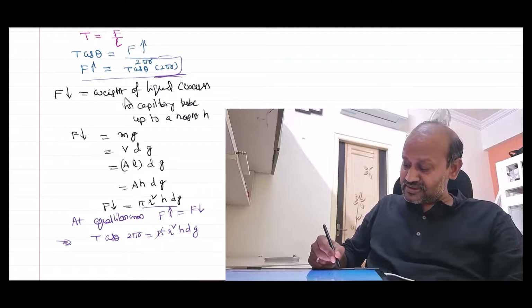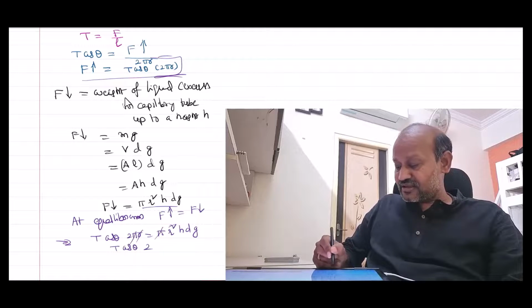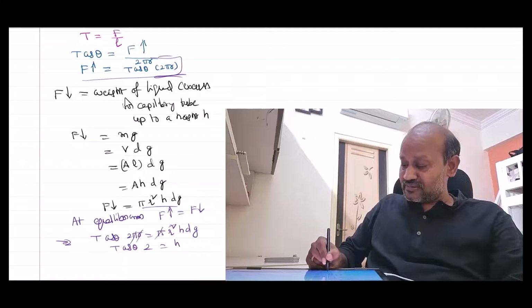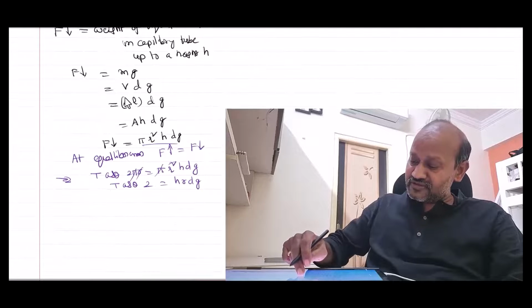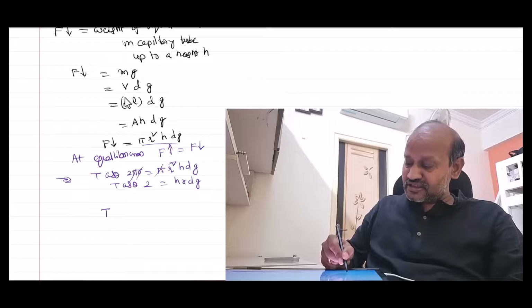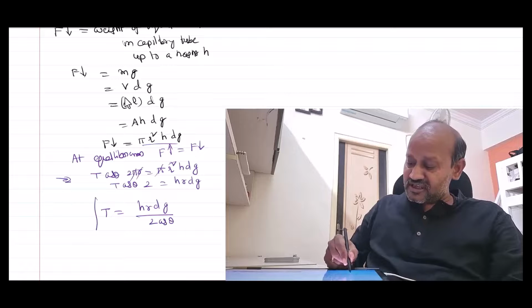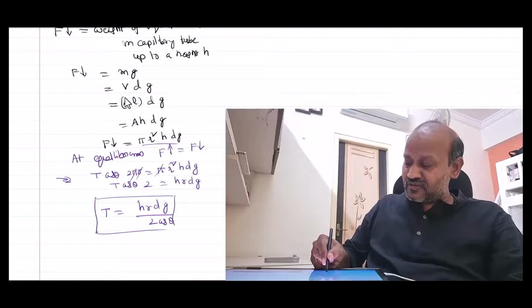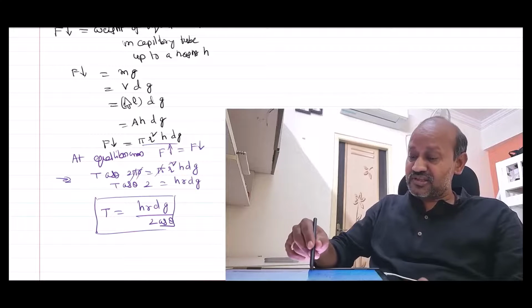So pi's can be cancelled, one r can be cancelled. What is remaining there? T cos theta into 2 equal to hrdg. Therefore, the equation for surface tension can be written as T equal to hrdg by 2 cos theta. This is the expression of the surface tension when the liquid has risen to a height h in the capillary tube. In this, what is each term?